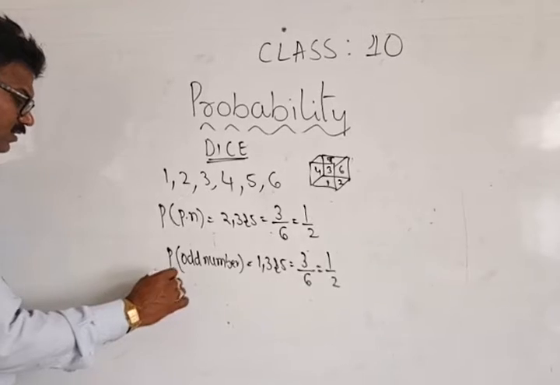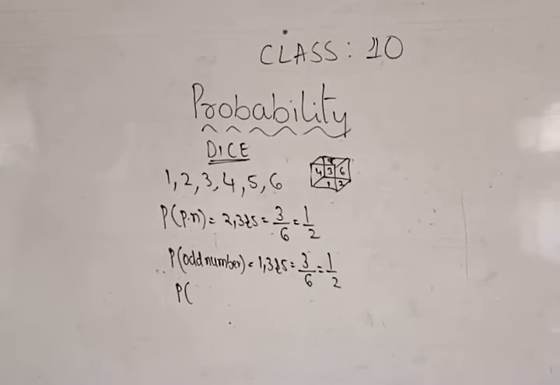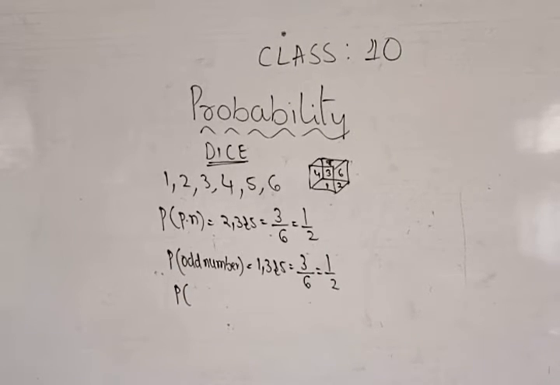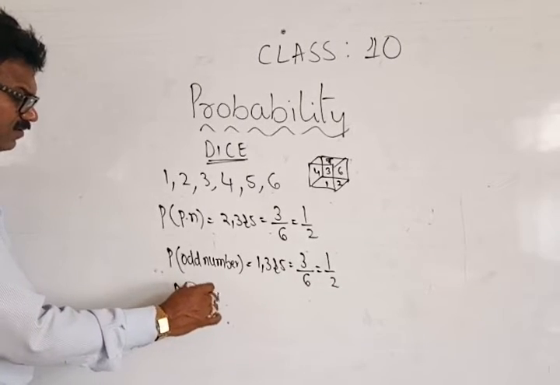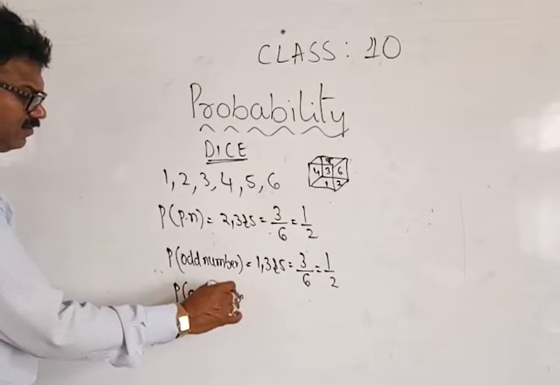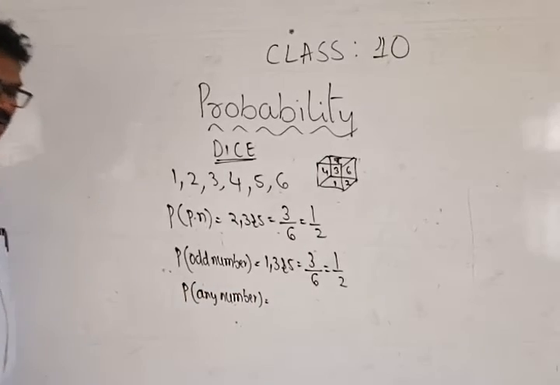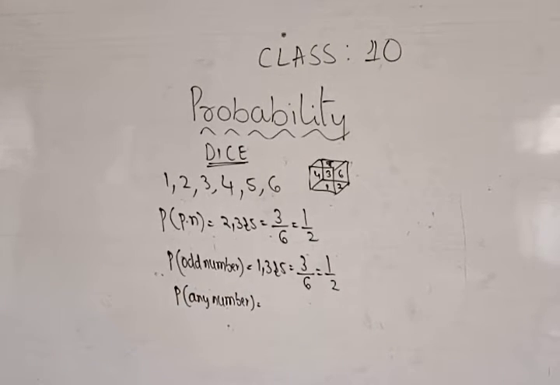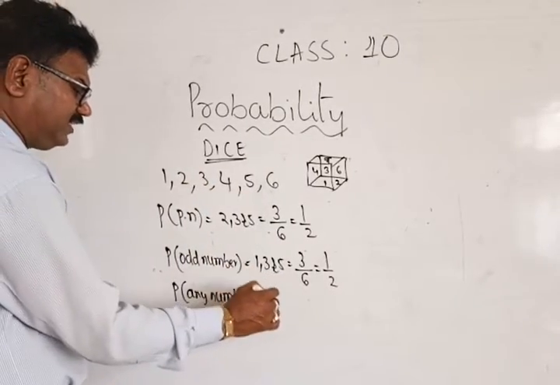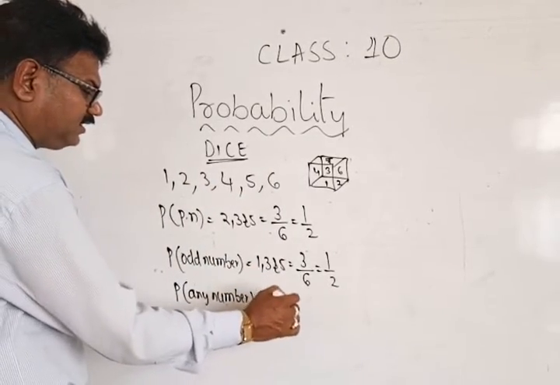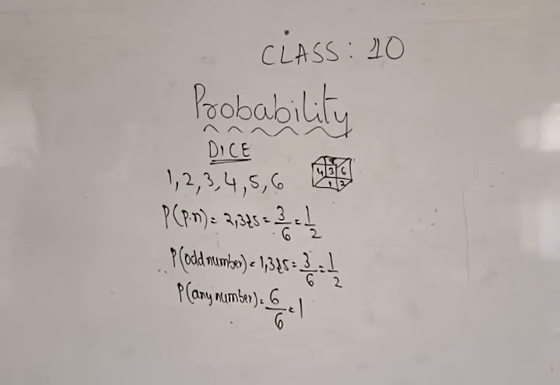Next, P of any number, the probability of any number. You see, any number means what? 6 divided by 6. It is nothing but equal to 1.